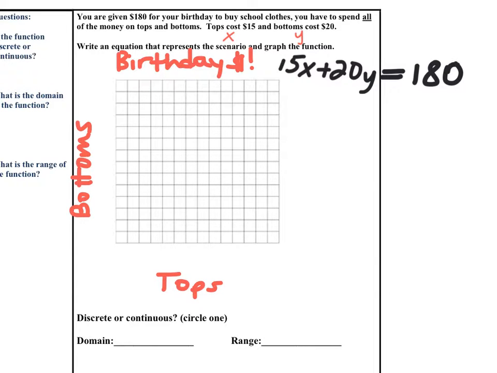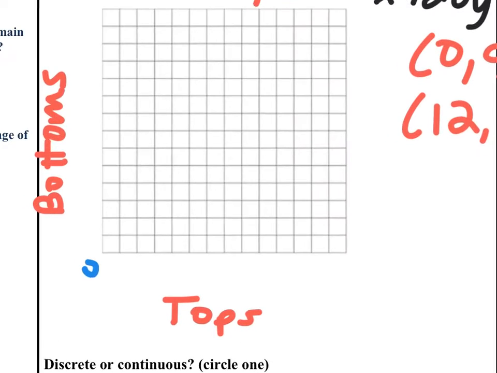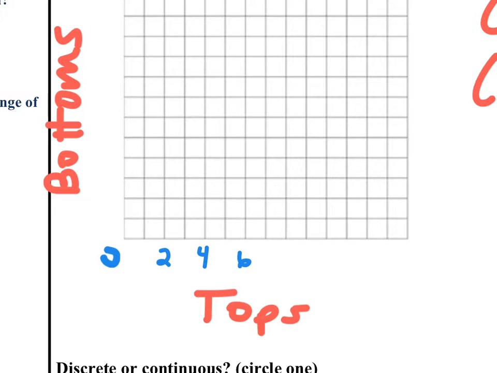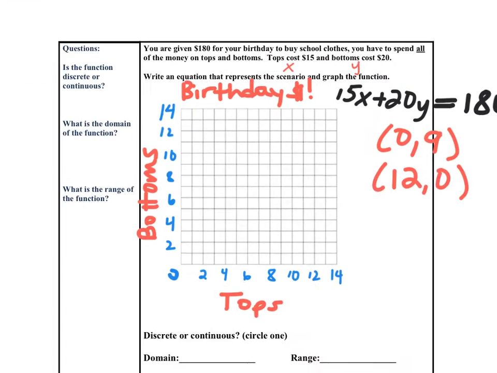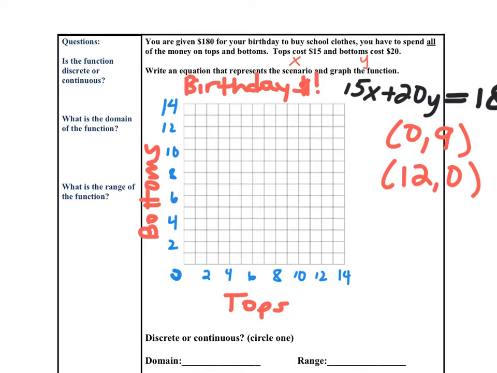Please find your intercepts. Our y-intercept would end up being 0, 9. Our x-intercept would be 12, 0. Because you know those will for sure be good answers because they are counting numbers. Oh, whoops. 0, 14. Oh my gosh. What is that? 12, 0. There you go. And 0, 9.